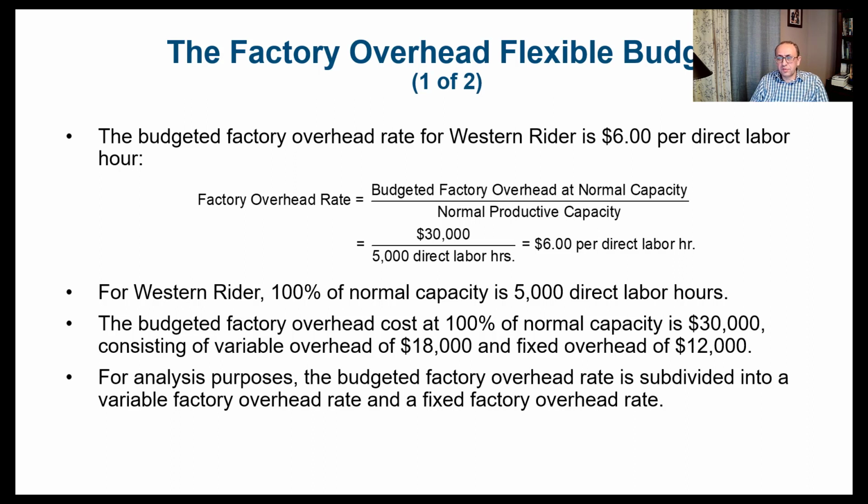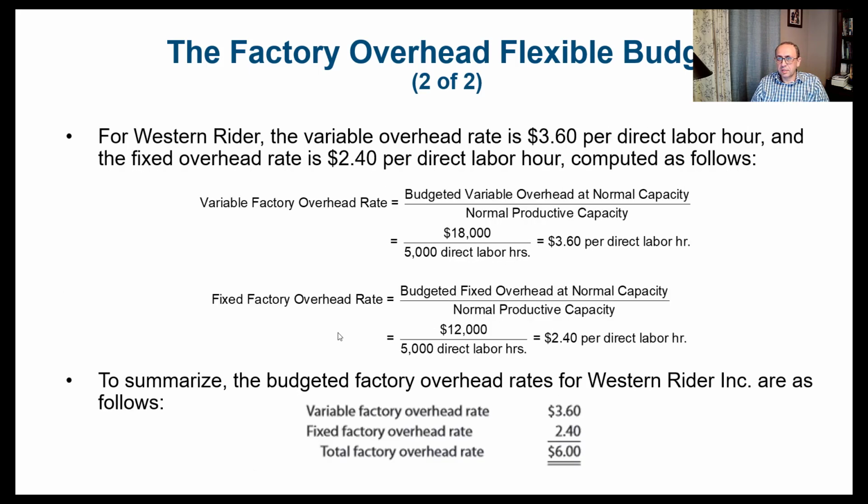So the budgeted factory overhead cost at 100% of normal capacity is 30,000, consisting of variable overhead of 18,000 and fixed overhead of 12,000. Again, everything now is just given to us. So for analysis purposes, the budgeted factory overhead rate is subdivided into a variable factory overhead rate and a fixed factory overhead rate, as in the next slide.